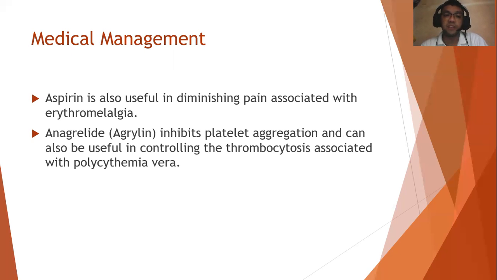Other medical management: aspirin is also used in diminishing pain associated with erythromelalgia, which is the burning sensation felt. Anagrelide inhibits platelet aggregation and can be useful in controlling the thrombocytosis associated with polycythemia vera. So either thrombocytosis can occur, or the thrombocytes later on can be non-functional, leading to bleeding. The consequence of thrombocytosis is abnormal blood clots occurring in the blood vessels, causing CVA or MI.